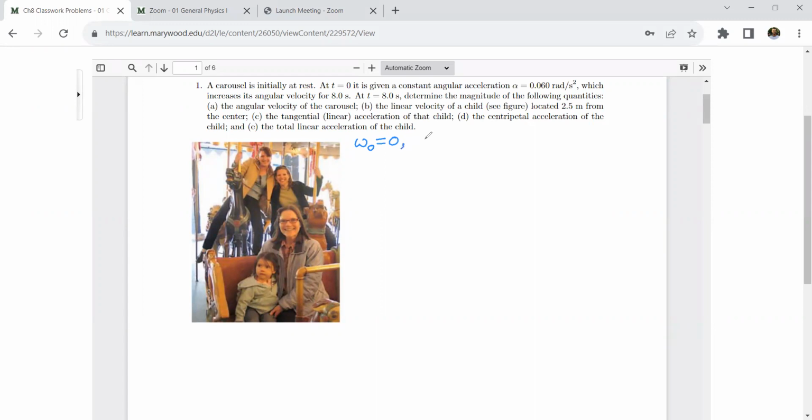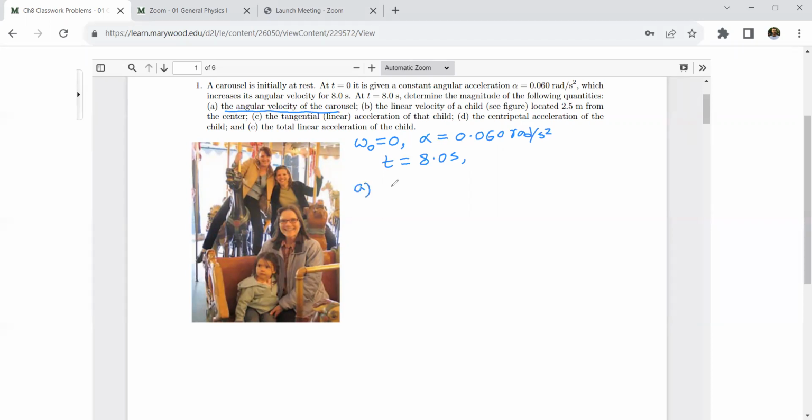It was at rest, but then we have an angular acceleration that is equal to 0.060 rad per second square, which increases its angular velocity for 8 seconds. It makes sense: when there is an acceleration, the velocity will increase. So the angular velocity will increase for t equal to 8 seconds. What is the angular velocity of the carousel at t equal to 8 seconds? So the first question is this one.